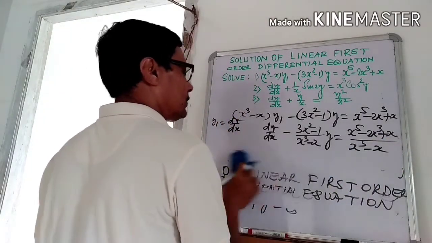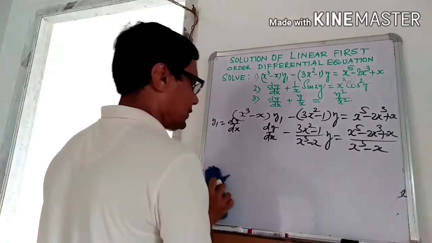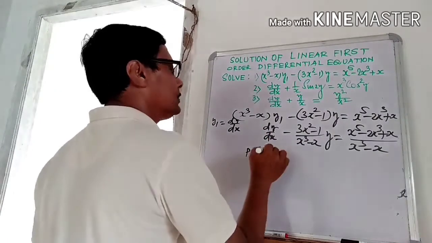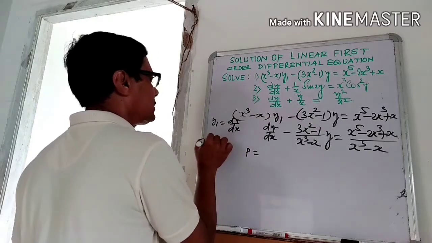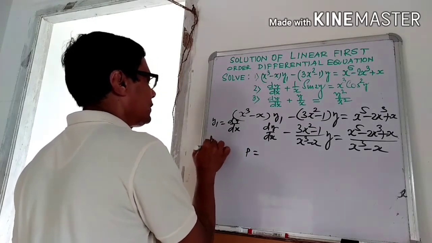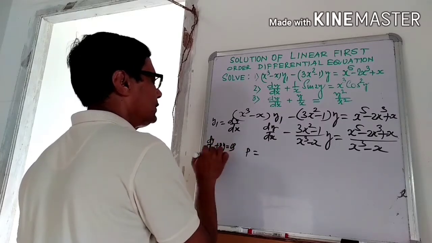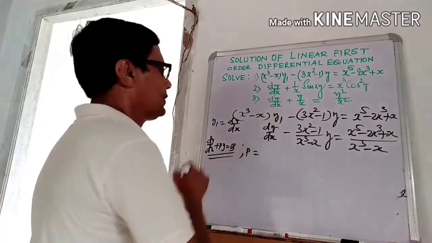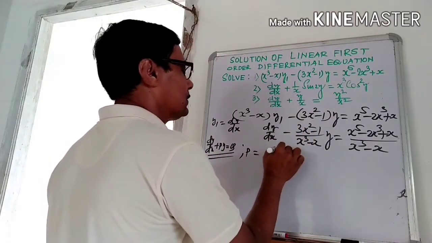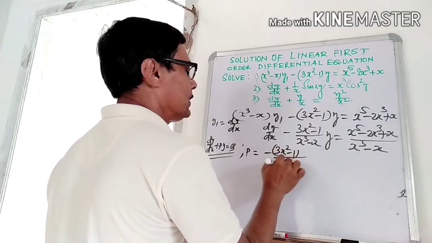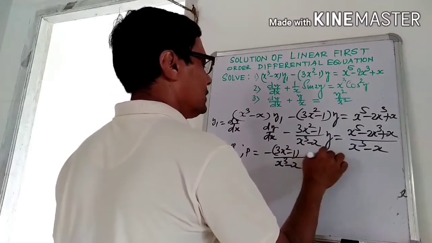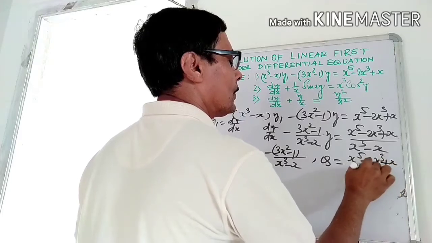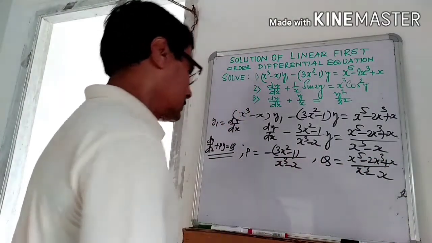This is in the form of a linear first order differential equation. The form of a linear differential equation is dy/dx + Py = Q. So here P equals minus (3x² minus 1)/(x³ minus x), and Q is this.